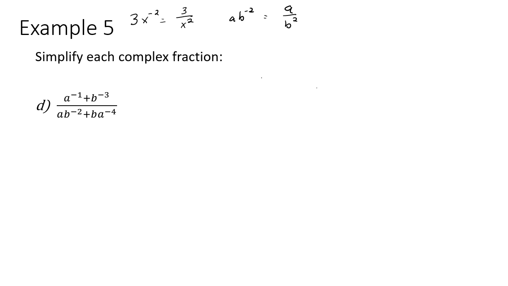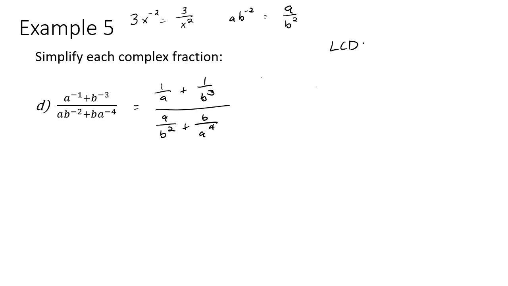All right, so with that said, I'm just going to rearrange this. A to the negative 1 is just 1 over a. B to the negative third would be 1 over b cubed. AB to the negative second would be a over b squared. And BA to the negative fourth would be b over a to the positive fourth.